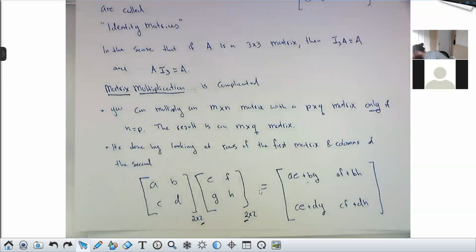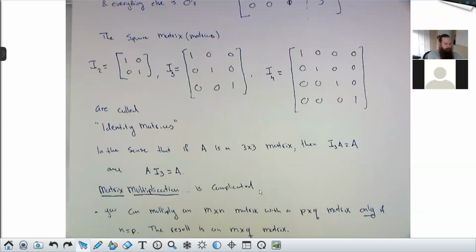Just gonna multiply 2 matrices. It's a 2x2. It's a 2x3. All right. So I'm going to show you how to multiply a 2x2 and a 2x3. I'm going to do it through an example.